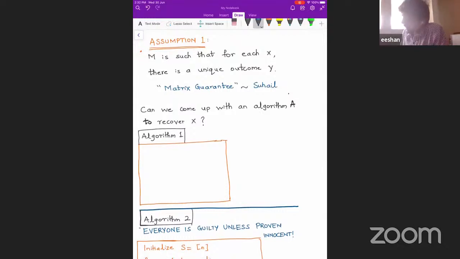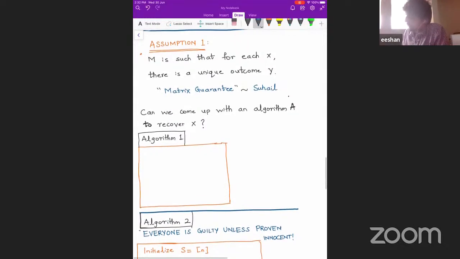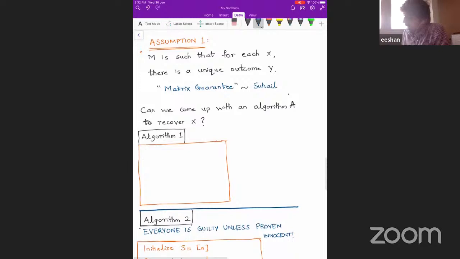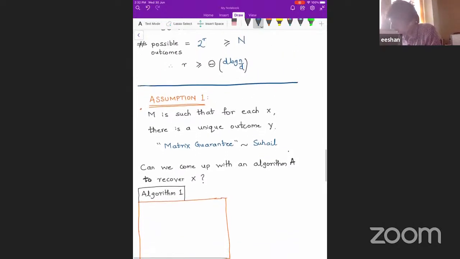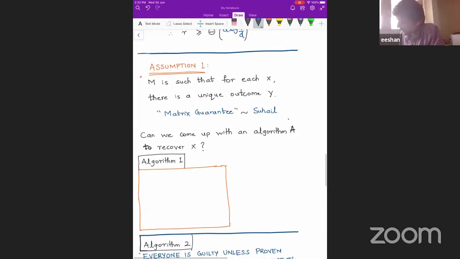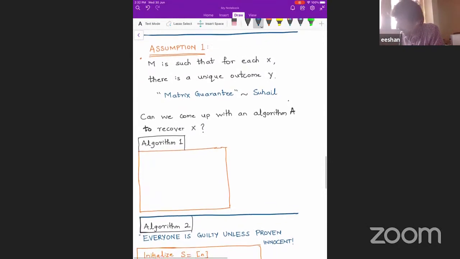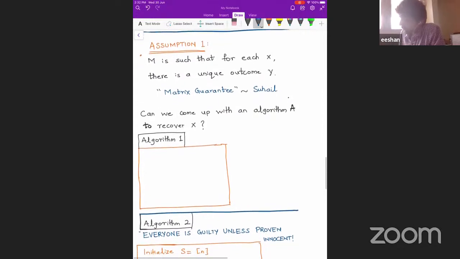I see. So now let us make one more assumption. M is such that for each X, there is a unique outcome Y. This is something we'll call in this tutorial the matrix guarantee. Let's say you have a matrix M that satisfies this assumption: you give me an X, it will map it to some unique outcome. So each different X has a unique outcome Y.